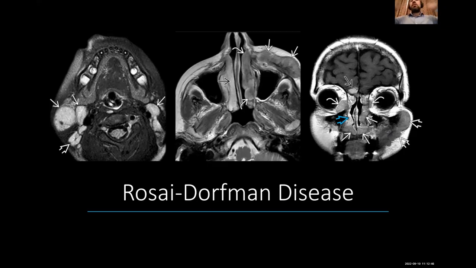Nodal and extranodal infiltration in the paranasal sinus, in the chest, and multiple cervical lymph nodes. This is Rosai-Dorfman disease. Any questions regarding this case? Okay, let's move to the next one.